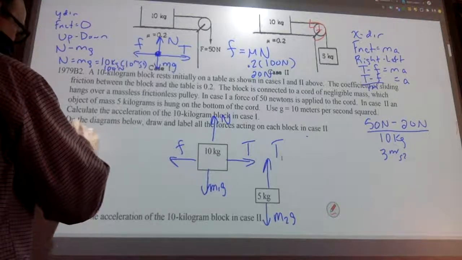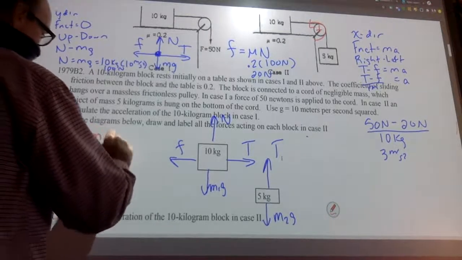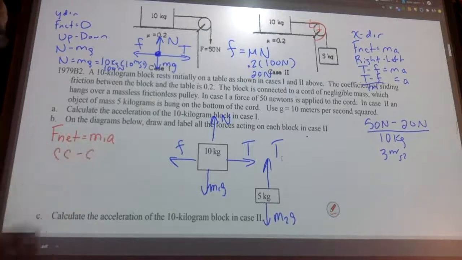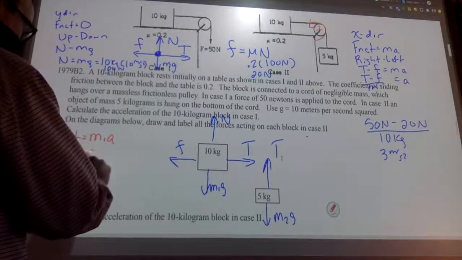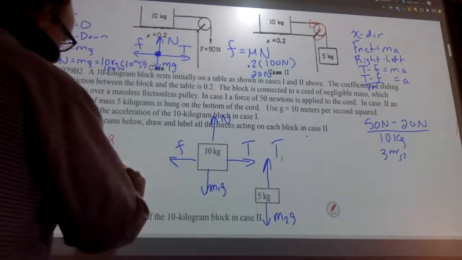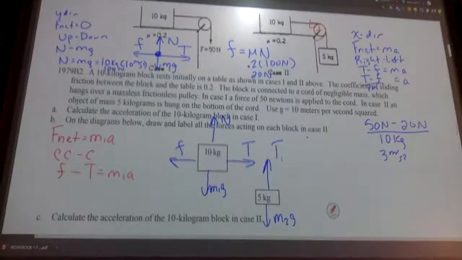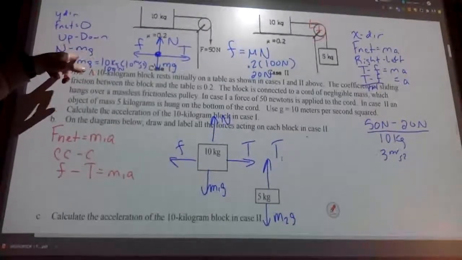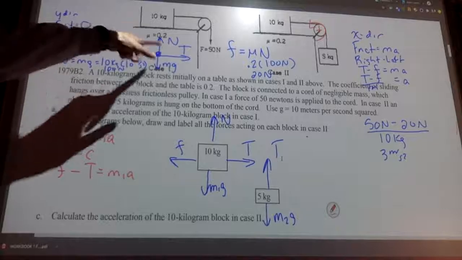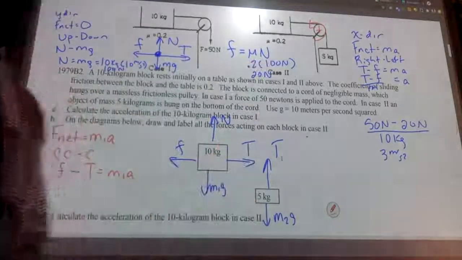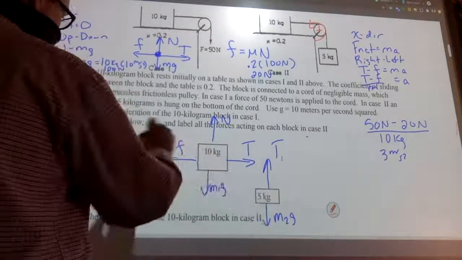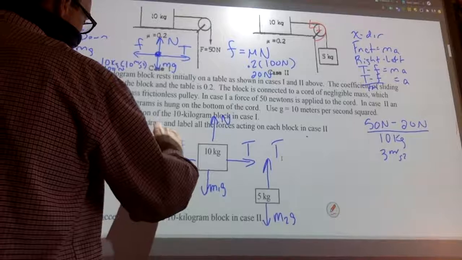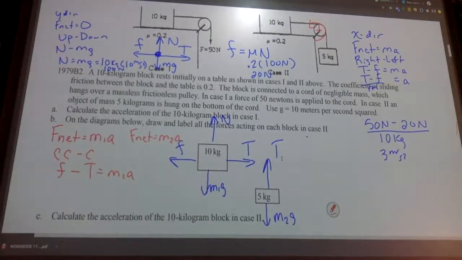And I'm going to say that fnet equals m1a. I'm going to take counterclockwise minus clockwise. So this is going to be f minus t equals m1a. Now again, the normal is going to be the same from the first problem, and the mu is the same from the first problem, so our friction is still going to be 20. So I have to solve for that again. I'm also going to have an fnet for this one, which is going to be m2a.